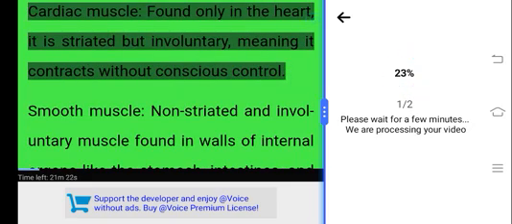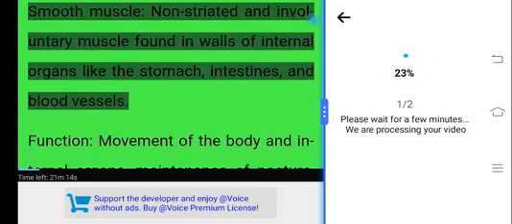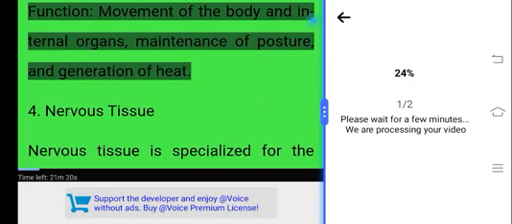Cardiac muscle: found only in the heart, it is striated but involuntary, meaning it contracts without conscious control. Smooth muscle: non-striated and involuntary muscle found in walls of internal organs like the stomach, intestines, and blood vessels. Function: movement of the body and internal organs, maintenance of posture, and generation of heat.